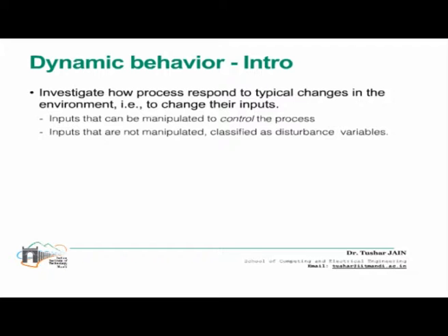what do we want to do? We would like to investigate how processes respond to typical changes in the environment, and by changes in the environment I mean the inputs. Either these are manual inputs which we can manipulate, or some variables which we classify as disturbance variables which cannot be manipulated. These are also called the free variables. So if we are able to determine the response of the system based on these two variables, then we can design our control system.